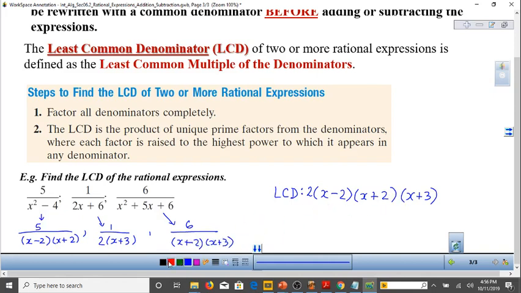So my least common multiple of the denominators, my LCD, is 2 times x minus 2 times x plus 2 times x plus 3. And there we have it.